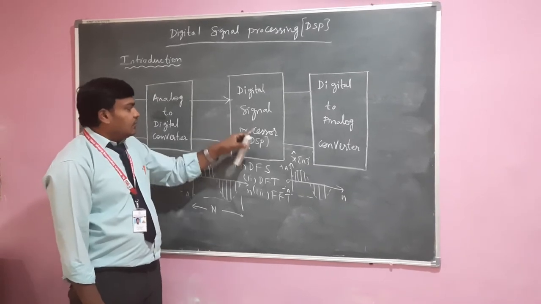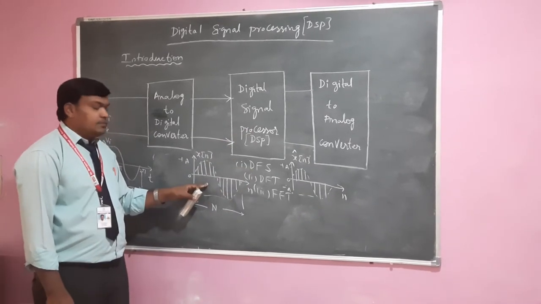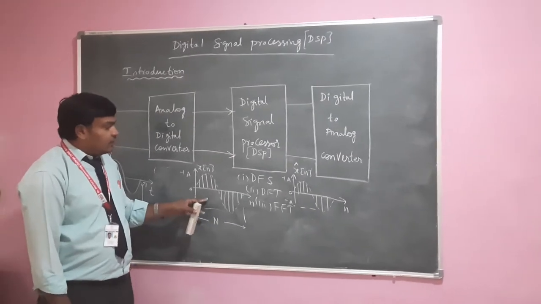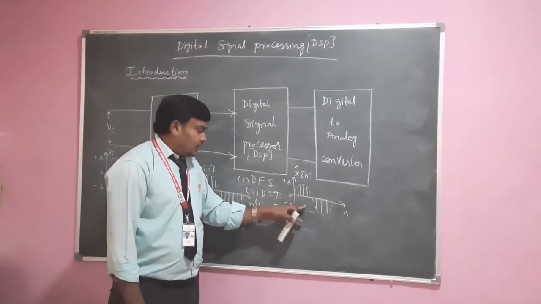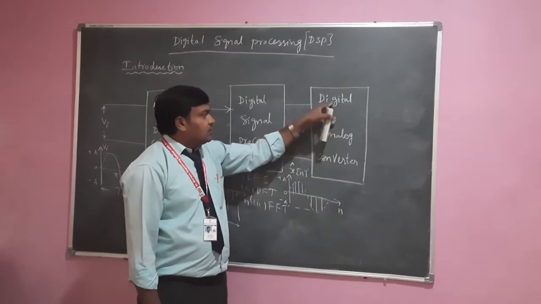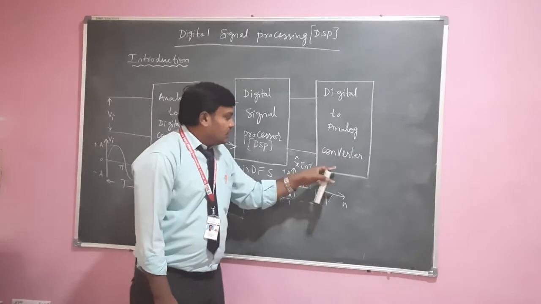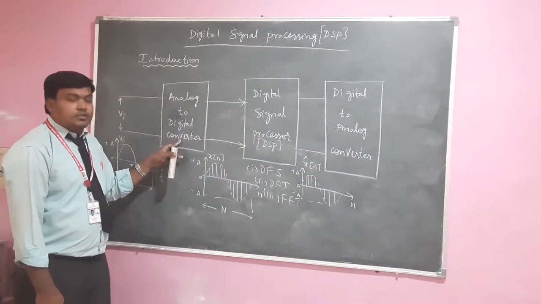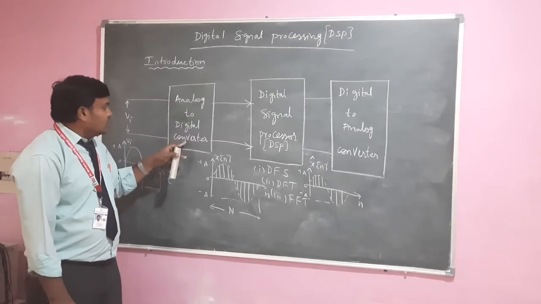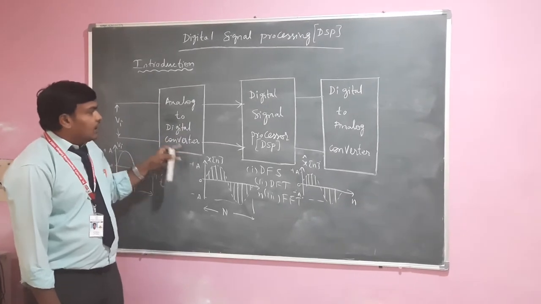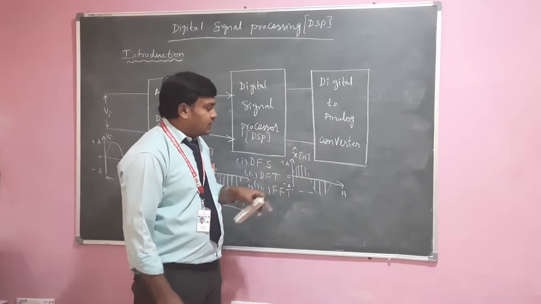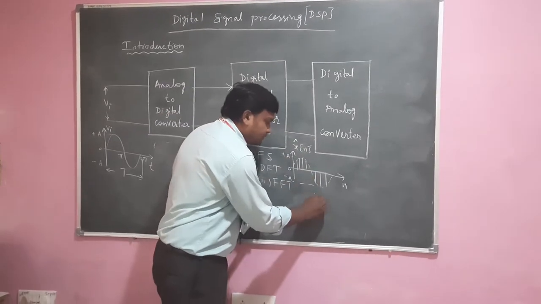Digital signal processing means enhancement, so manipulations are done on your discrete time signal. After manipulation, we get an output signal, and that output signal is applied to the digital to analog converter. Like the successive approximation and dual slope examples for the ADC, in the same way here you have the weighted resistor method.